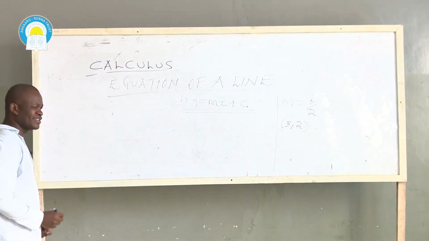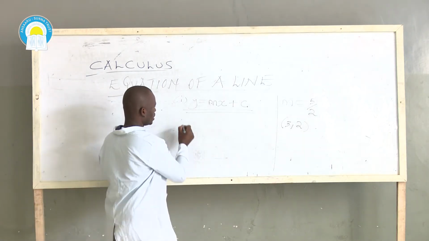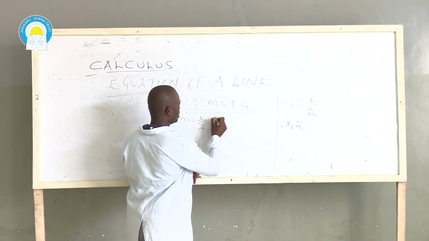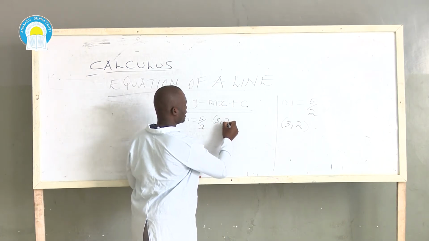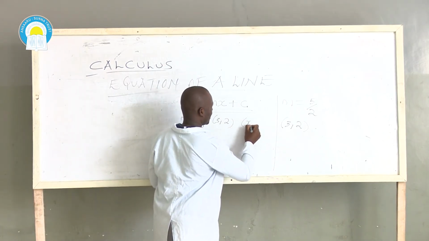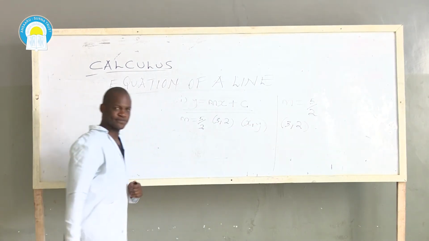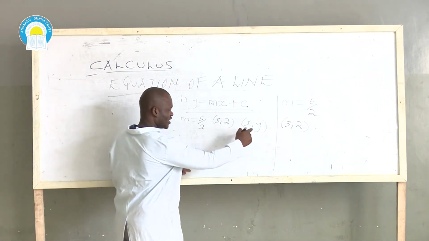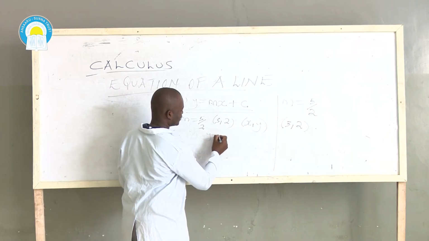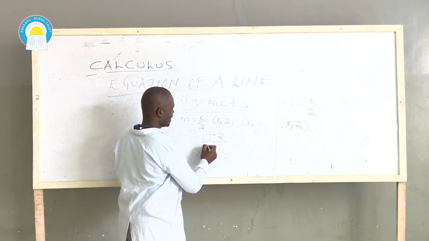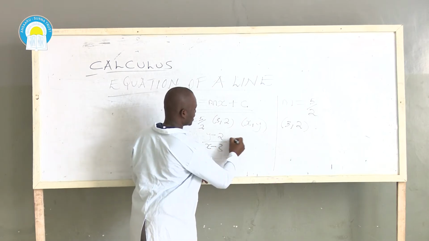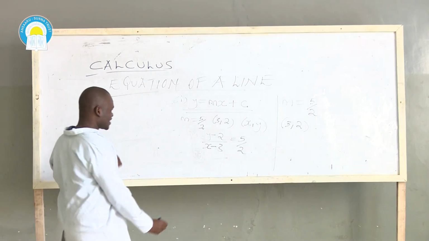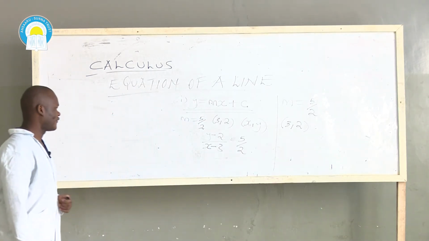So what do you do in this case? Number one, consider your gradient with the value 5/2. Consider the point (3, 2) and introduce a point (x, y). Then connect them, of course, in an equation. So we have y minus 2 giving us the change in y, x minus 3 giving us the change in x. Of course, that is equated to 5/2.